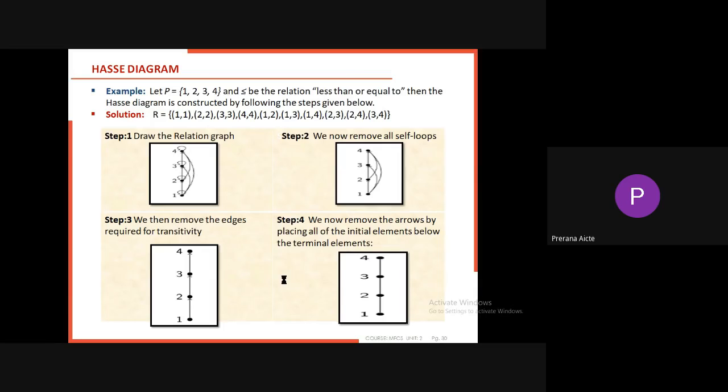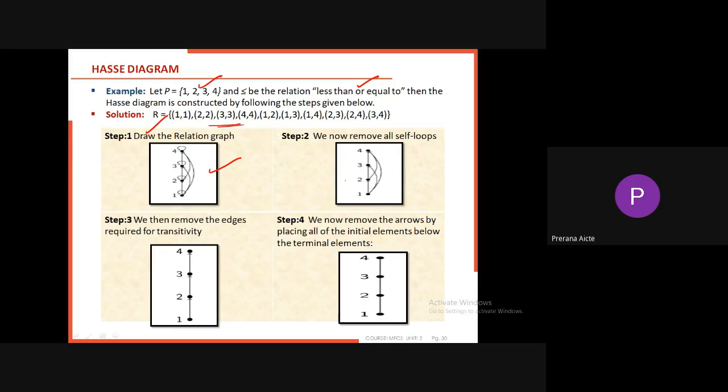Now actually there is a process to construct the Hasse diagram. Let us see the previous example that we were given. According to this, the property given is less than or equal to, and the set that is given is {1, 2, 3, 4}. Now according to that, first we will write the ordered pairs like this. First we need to construct the relation graph according to the ordered pairs that are there in that relation.